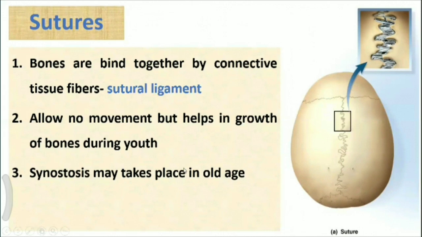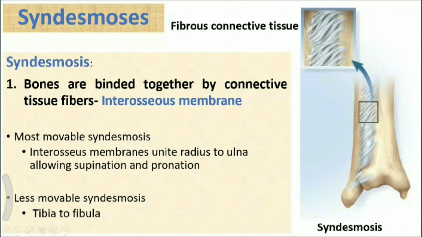So syndesmosis, look at the monitor. In syndesmosis, bones are bound together by connective tissue fiber, and this is called interosseous membrane, and it is the most movable fibrous joint. Mandate, most movable fibrous joint. Out of the fibrous joints, syndesmosis is the one joint that has movement. So syndesmosis allows movements. Mind it.